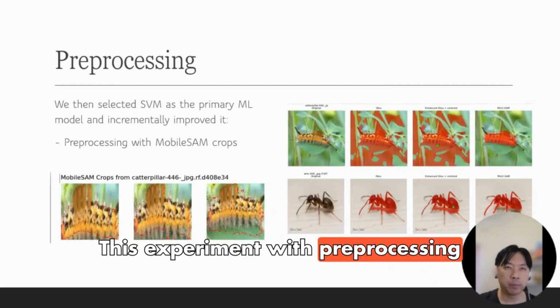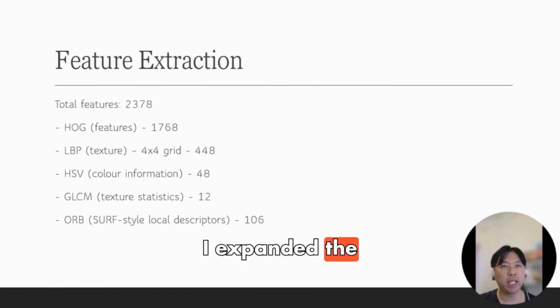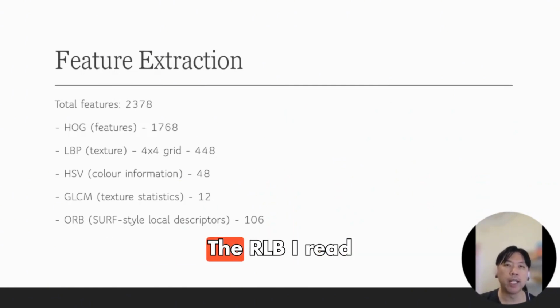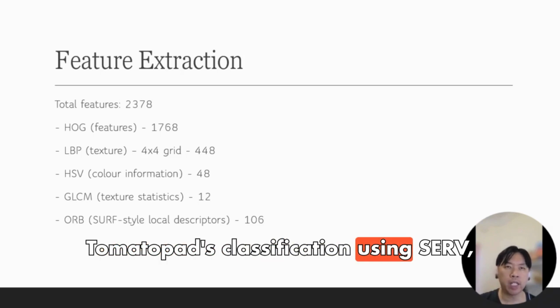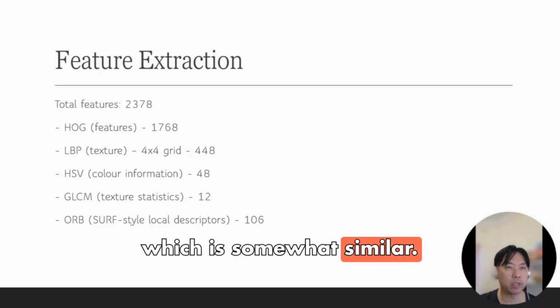I experimented with preprocessing using Mobile SAM to generate cleaner object masks for the training crops. Then I expanded the feature set beyond HOG. Each of these handcrafted additions contributes more improvement to the score. The RB I read off a paper on tomato pest classification using SURF, which is a non-free library, so I looked up the web and substituted it with a standard library, which is somewhat similar.